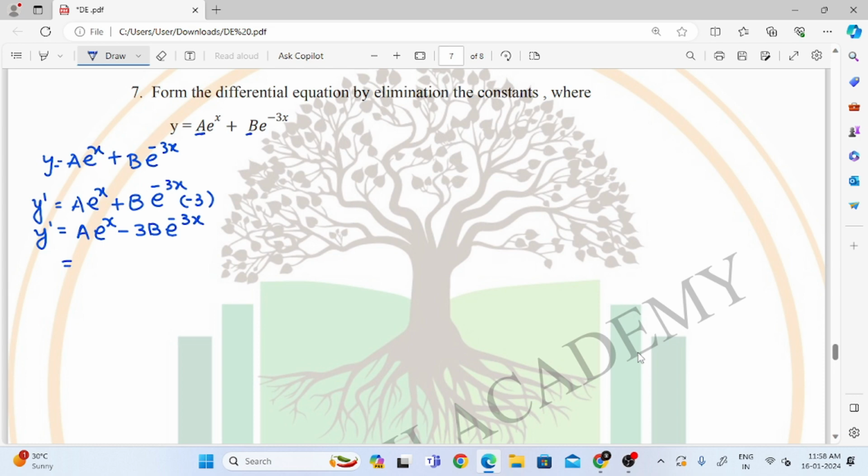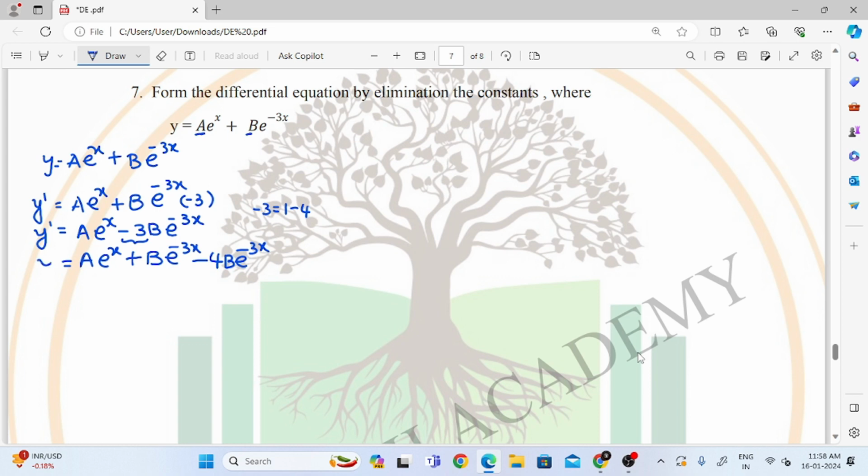Now we will simplify this y dash. See, a e raised to x, minus 3b e raised to minus 3x, this we can write like this: plus b e raised to minus 3x minus 4b e raised to minus 3x. What we have done: minus 3 we have written as 1 minus 4. 1 minus 4 means minus 3. So here it is minus 3b e raised to minus 3x, and we have written 1b e raised to minus 3x minus 4b e raised to minus 3x. That is the same thing.